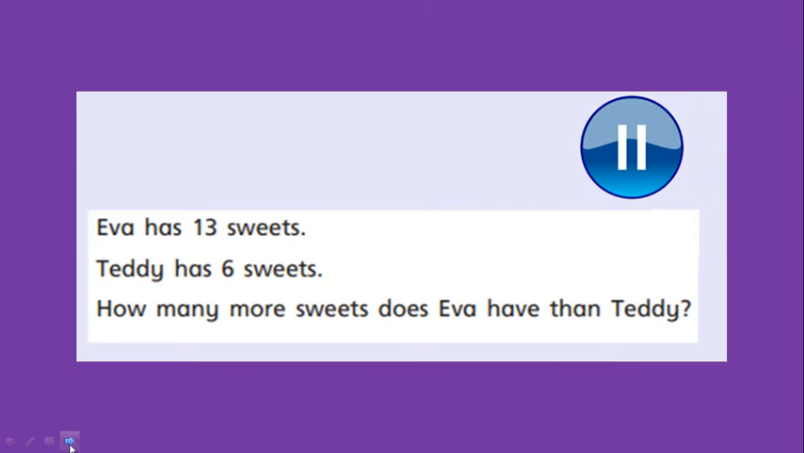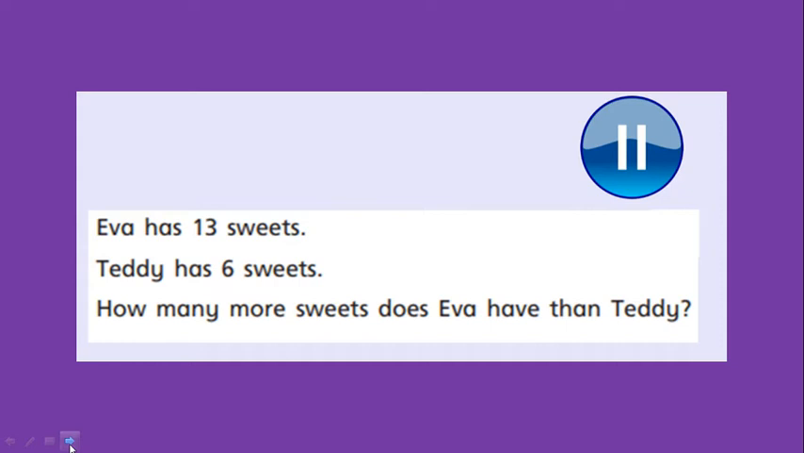There we go. So Eva has 13 sweets. Okay, so you might want to jot this down. Eva has 13 sweets. Teddy has 6 sweets. How many more sweets does Eva have than Teddy? So you need to be thinking back to that number sentence we just did. We need to be thinking back to the way we worked it out.